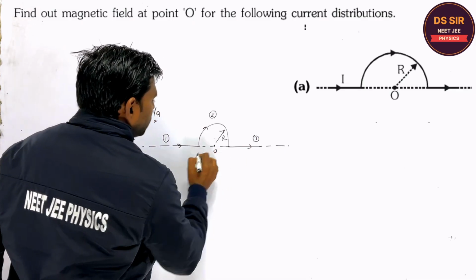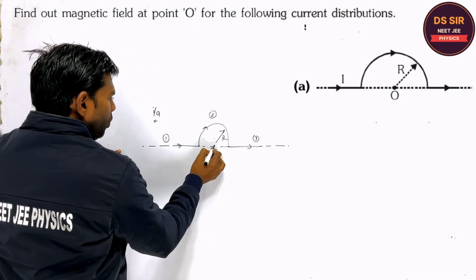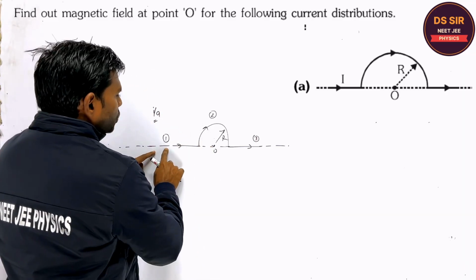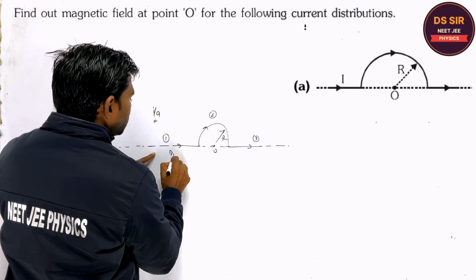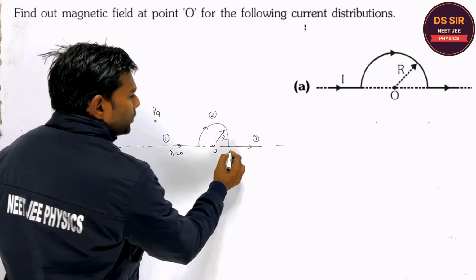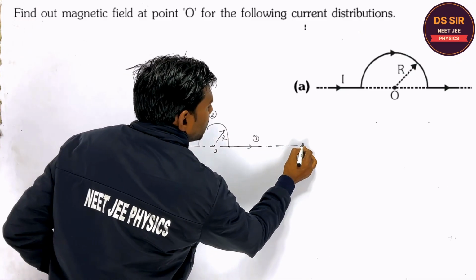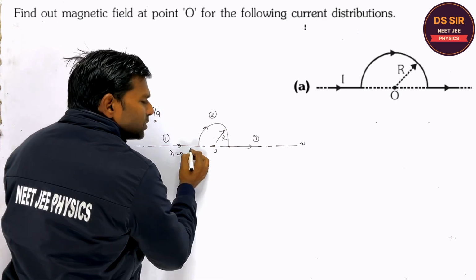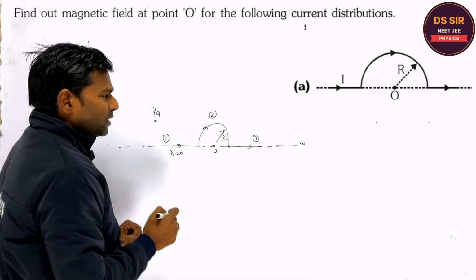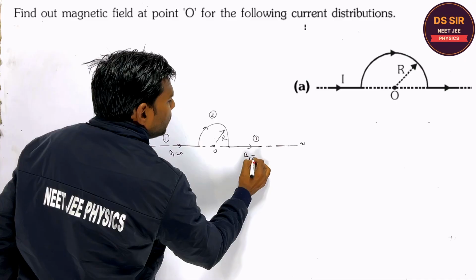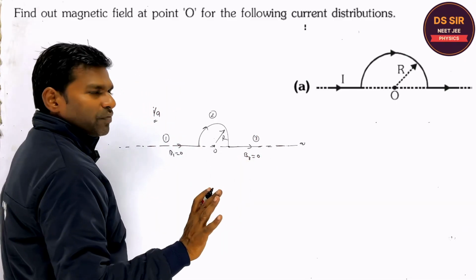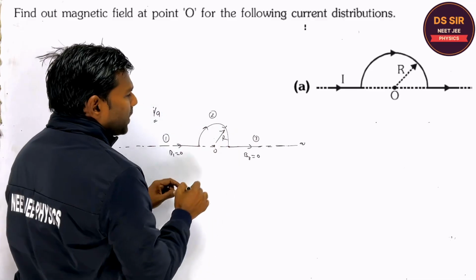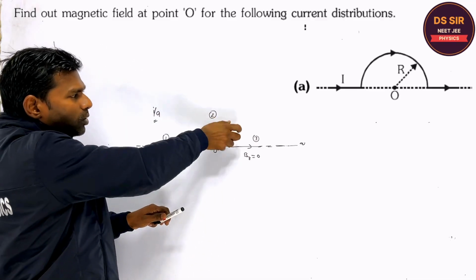So this point O lies on the line of the wire, right? So the magnetic field due to this part is 0, and this is also the infinite part from here to here, and the point O lies on the line of the wire. So B3 will be 0. Fine. Only the magnetic field due to the semicircular path remains, and it is into the board.